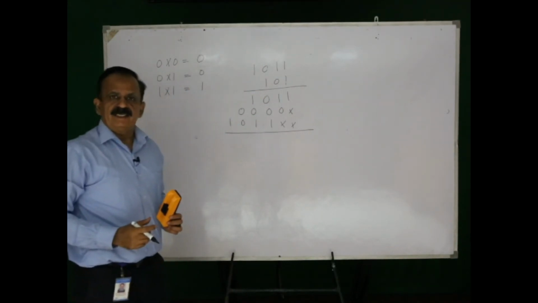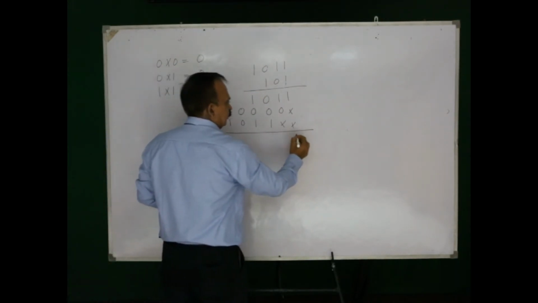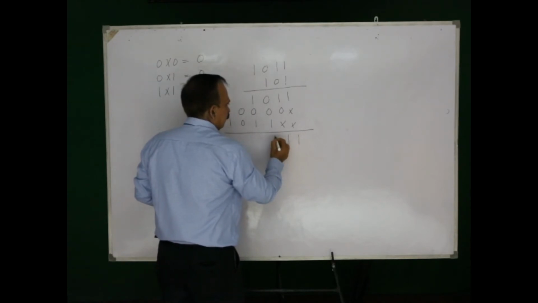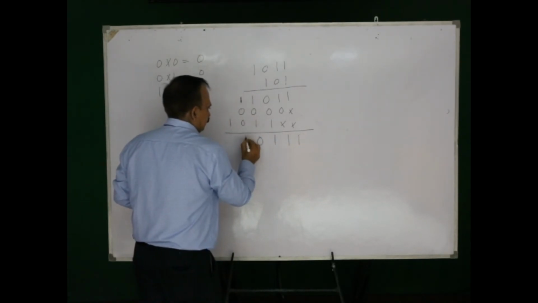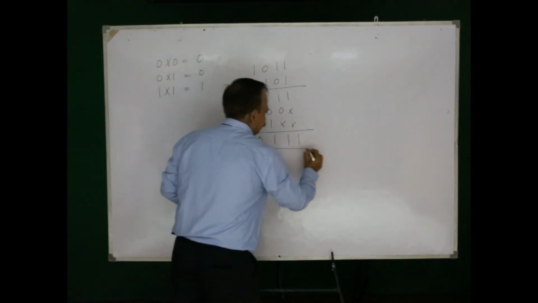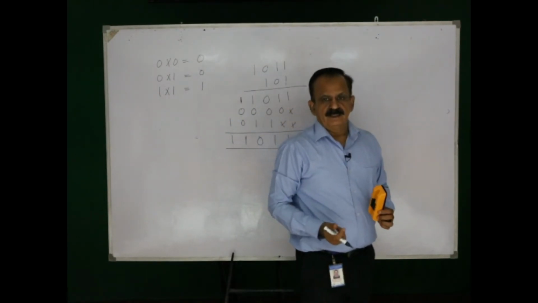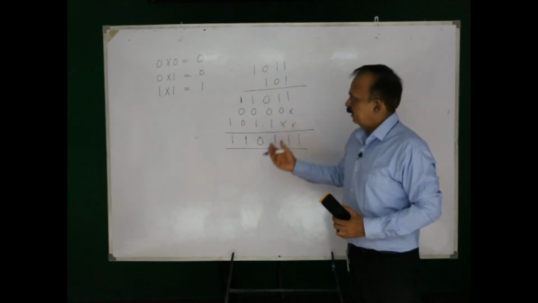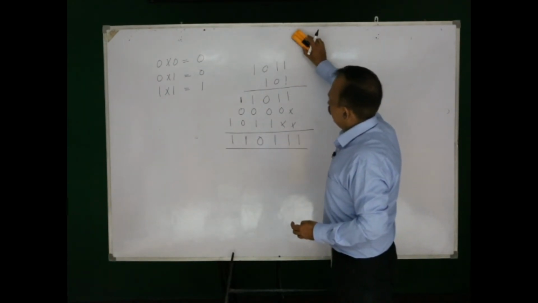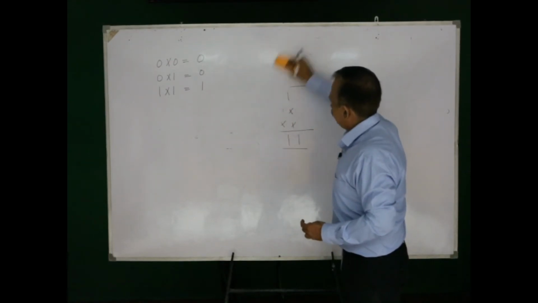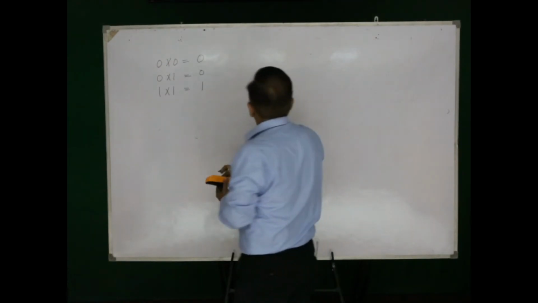The remaining part is addition. Addition, it is 1, 1, 1, 0, and the carry is 1. It is 1 and it is 1. I think the solution is very simple. Multiply and then add.